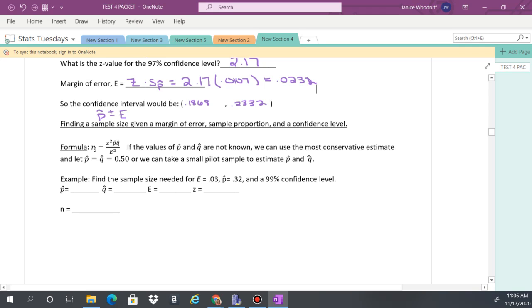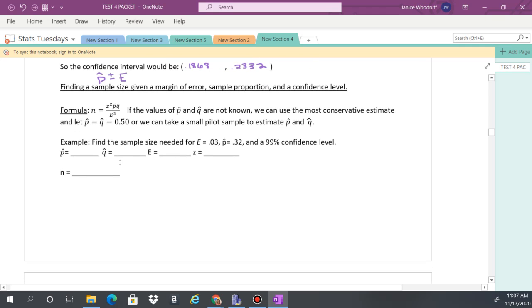So here's our formula. The sample size would be given by z squared times p hat q hat over the margin of error squared. Now, sometimes p hat and q hat are not going to be given. In that case, you're just going to use 0.5 for both. Okay, so 50%, 50%.